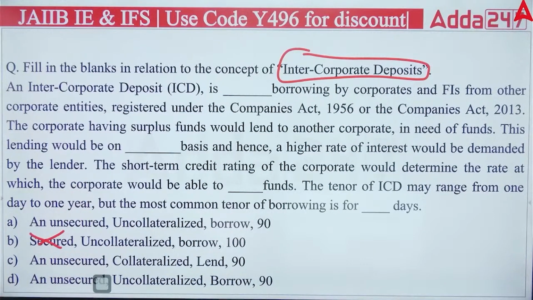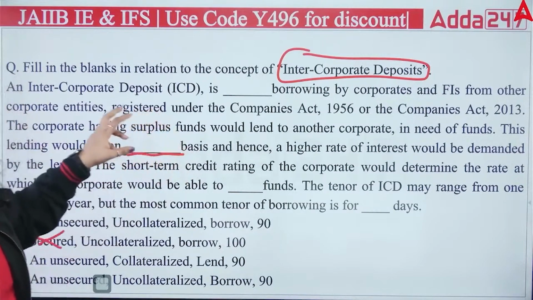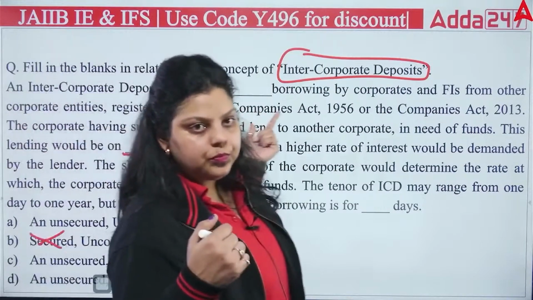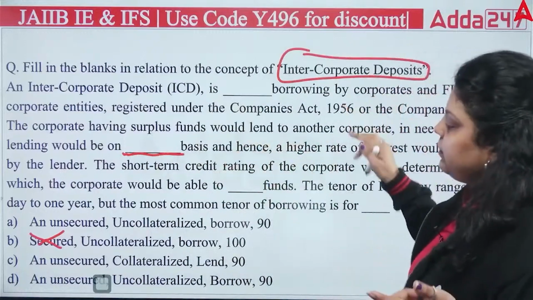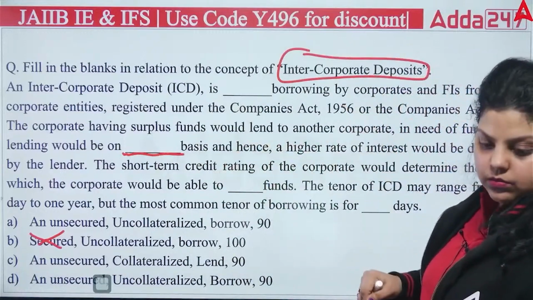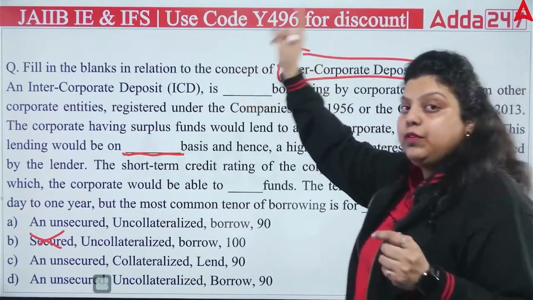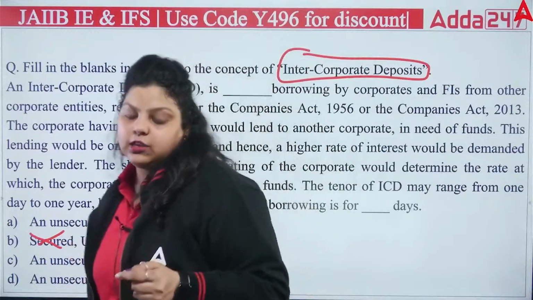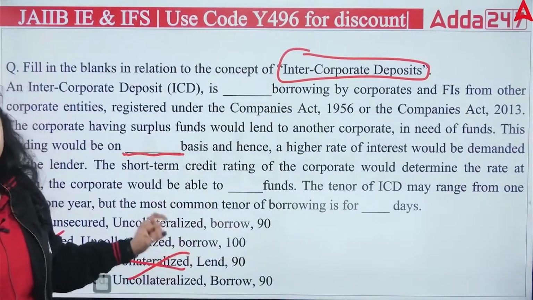Now next it is saying that this lending would be on a dash basis. In the intercorporate deposit, corporates are giving loans to each other. That is an unsecured loan. So will this loan be collateralized or uncollateralized? Because I am saying that this is unsecured, definitely it is uncollateralized. So you can eliminate the last option that says it is collateralized.